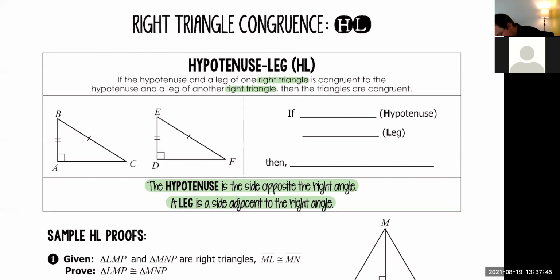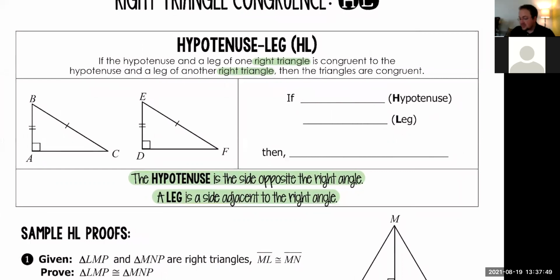Now, in this particular diagram, using hypotenuse leg right triangle congruence, we can say that if the hypotenuse, in this case, if BC is congruent to EF and AB is congruent to DE, and because they're right triangles, we have enough information that we could state that triangle ABC is congruent to triangle DEF.